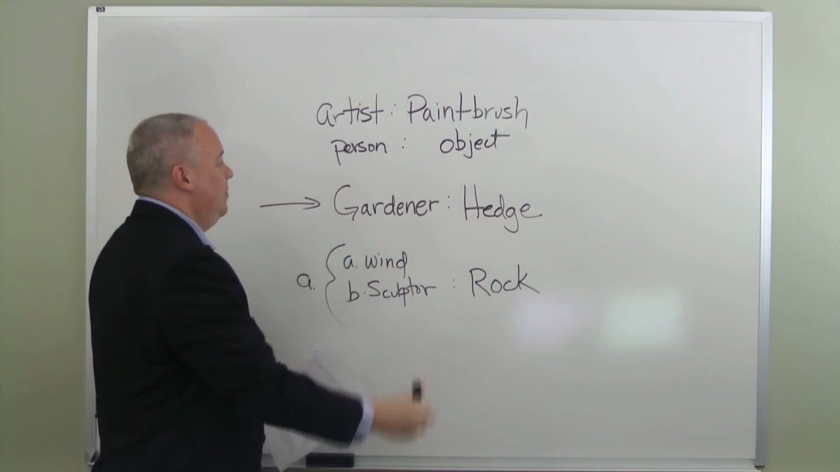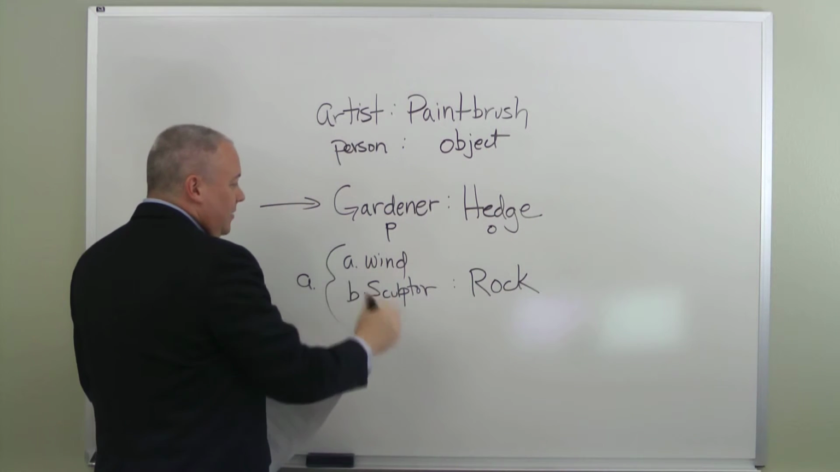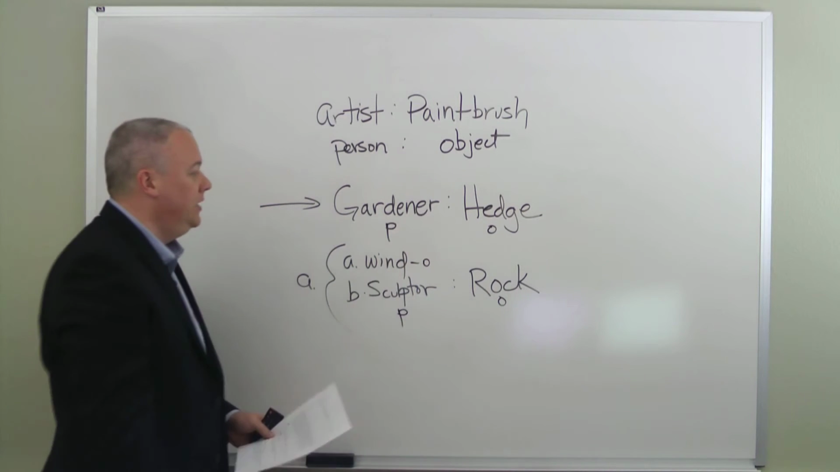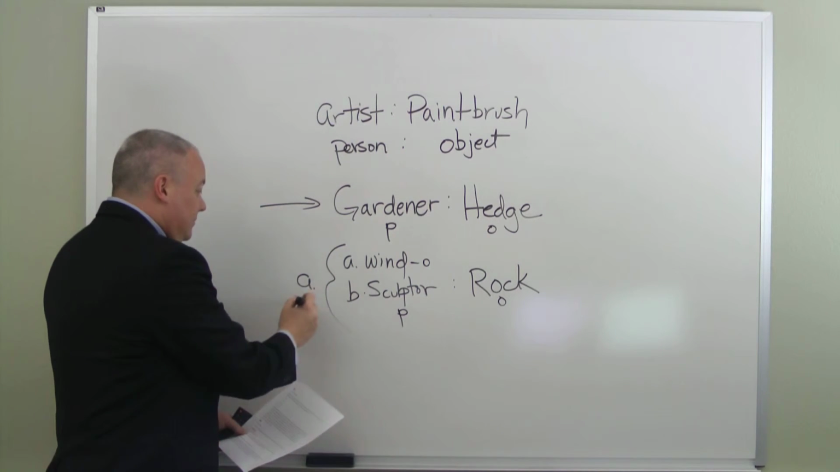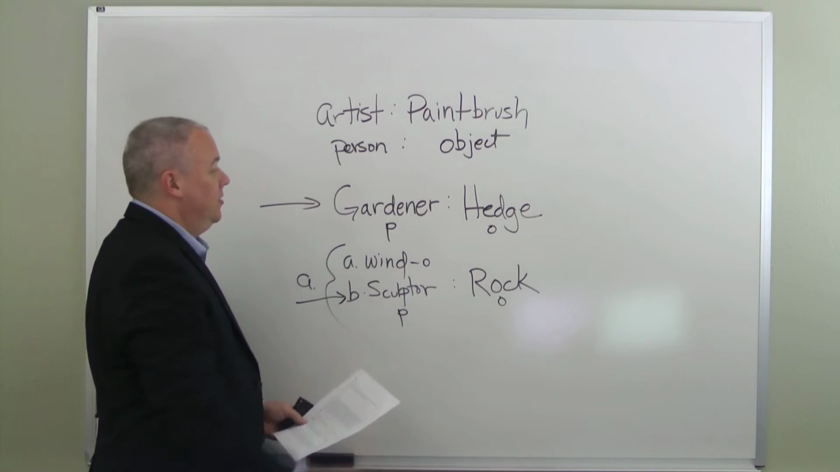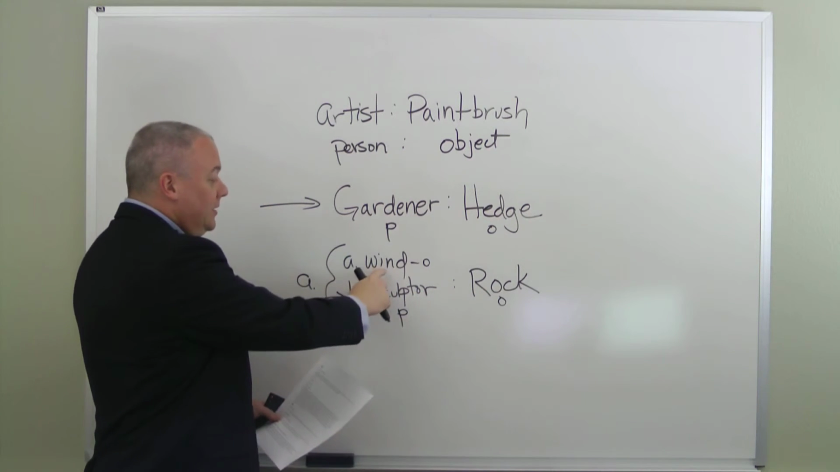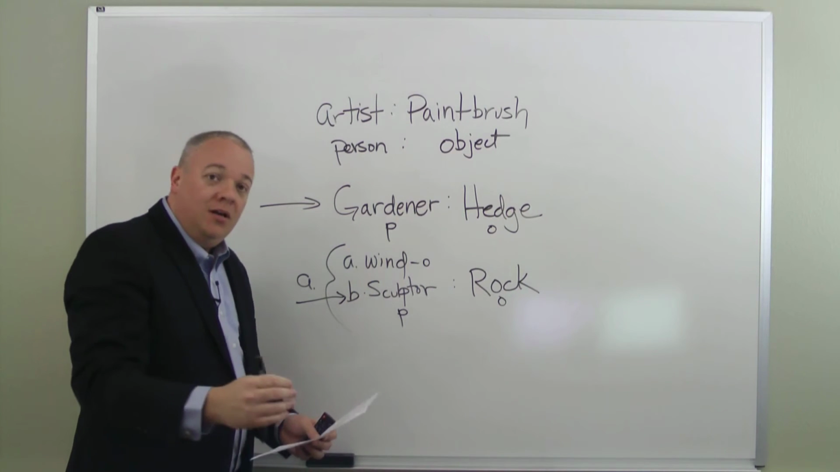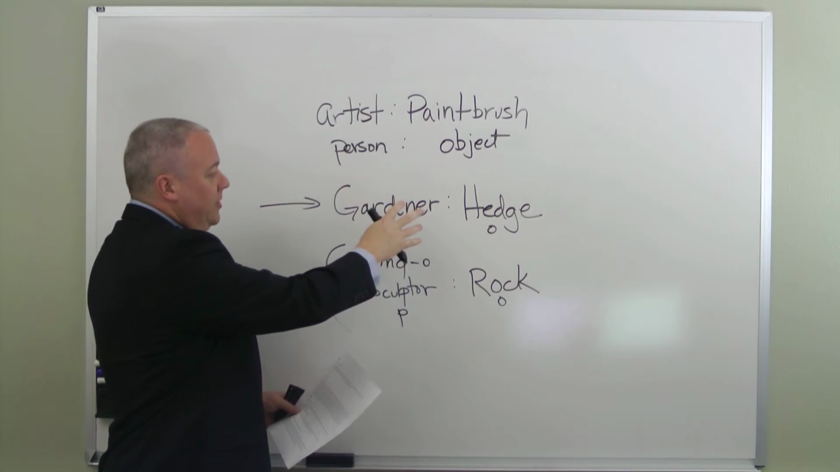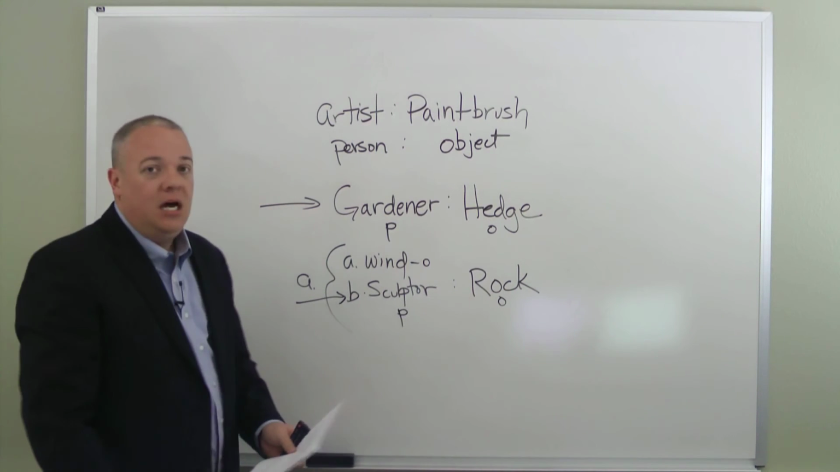Go back here to our original example. Gardener is a person, hedge, an object. Here we have wind, object, rock, object, but sculptor is a person. So if you're going to keep the relationship the same and you're uncertain, follow this pattern and it'll become very plain that B is the answer because it matches the original pattern. Gardener is a person, hedge is an object, sculptor is a person, rock is an object. So even though it's logical to talk about wind through erosion cutting away rock, to match the same relationship that they had in the original, you just come down here and find how it matches. Person to person, object to object.